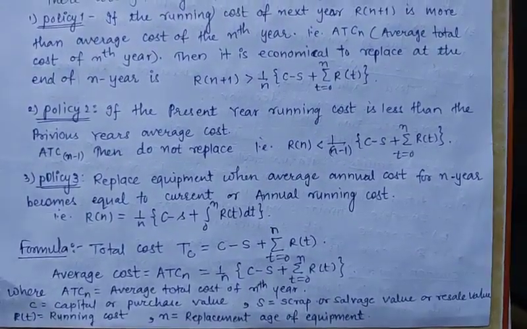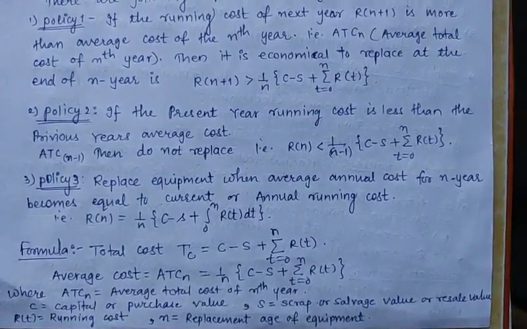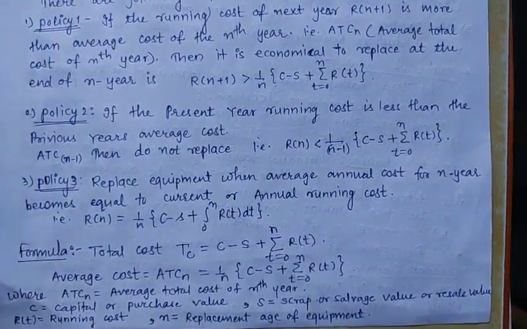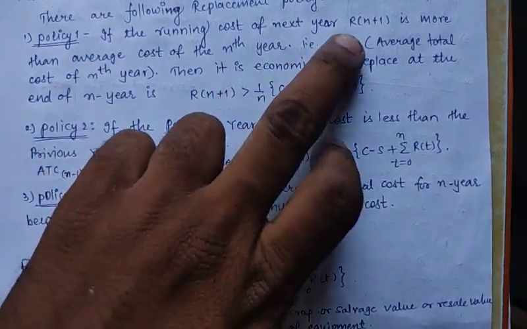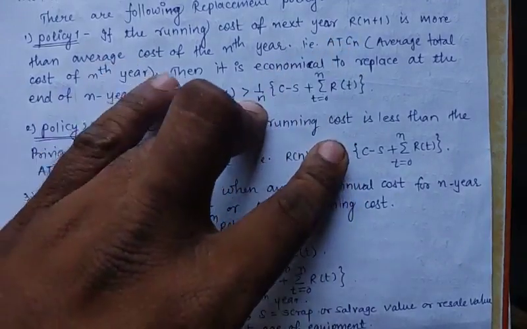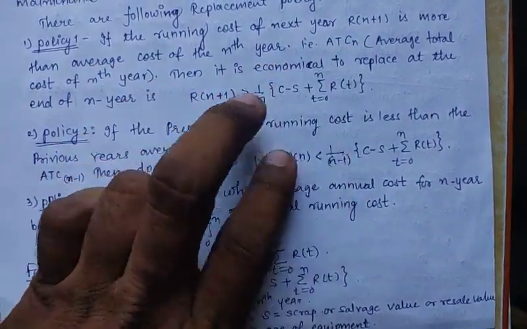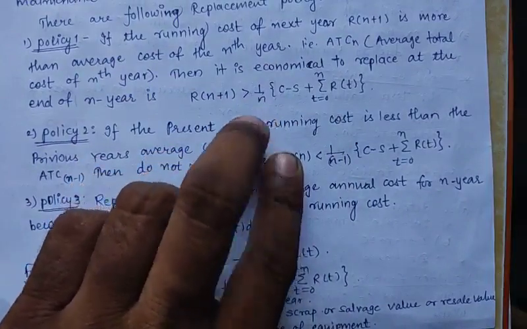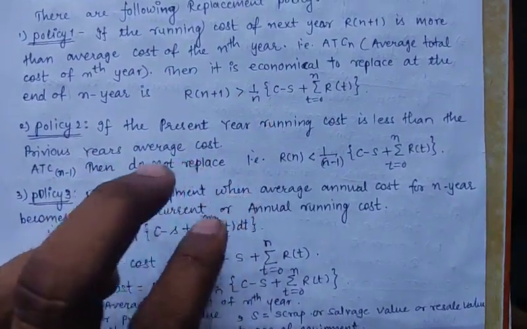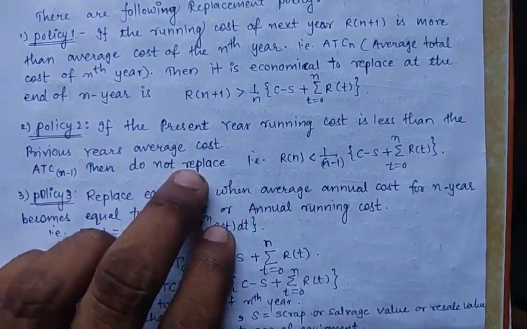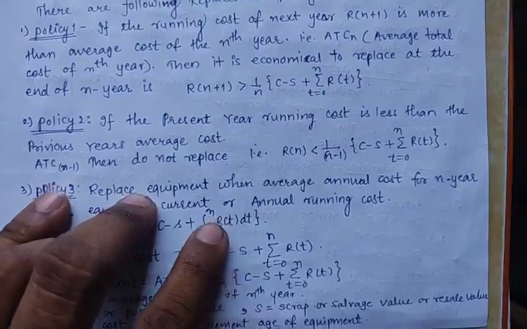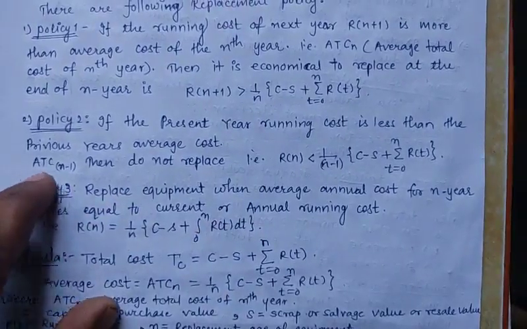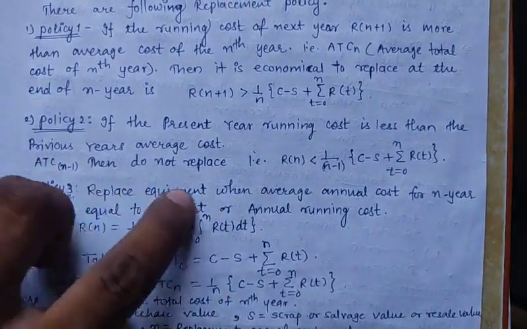Now we will see examples based on this. We will use these policies to replace the machines. The first policy is: if the running cost of the next year, R of (n plus 1), is more than the average cost of the nth year, then we replace the machine after the nth year. The second one is: if the present year running cost is less than the previous year average total cost of (n minus 1), this is short form of average running cost of (n minus 1)th year, then do not replace.